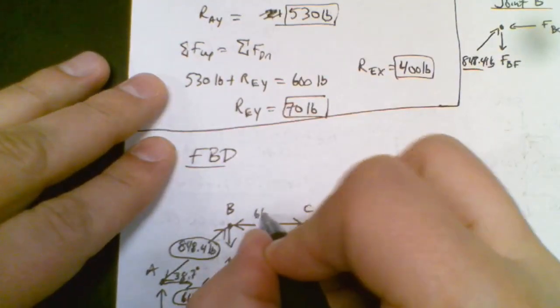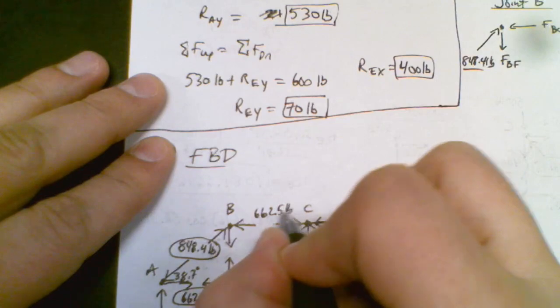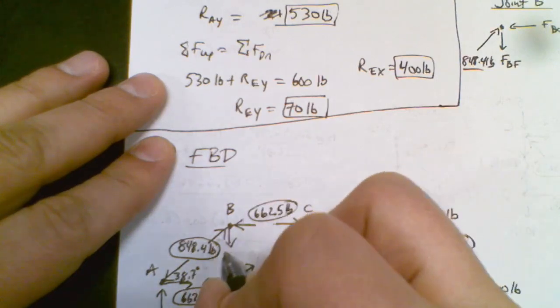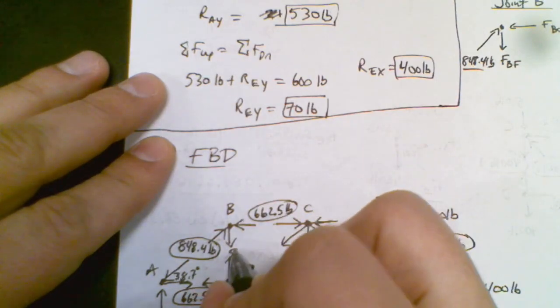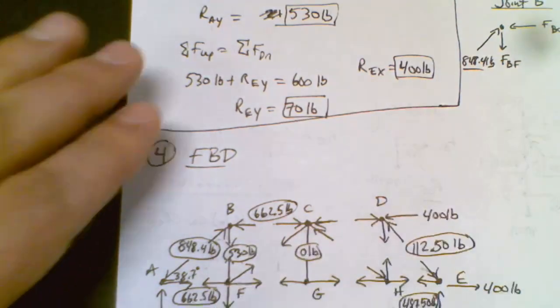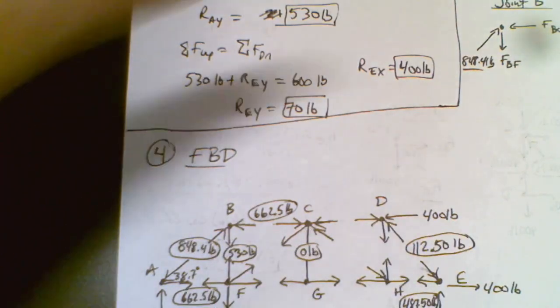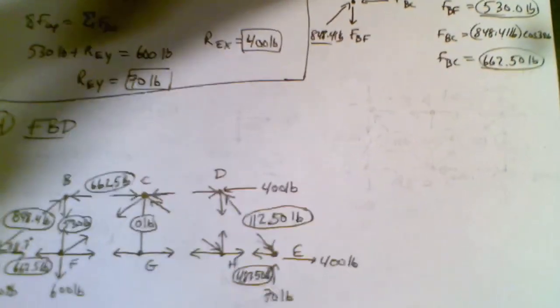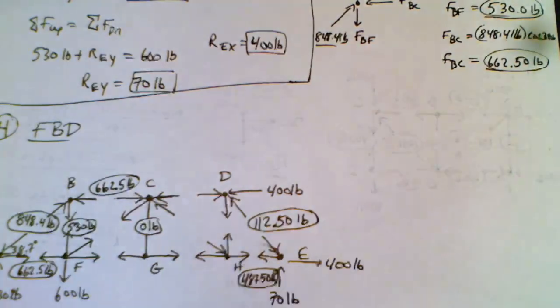This is 662.5. And this one is 530. Okay, now we're getting moving here. You can go up to joint D and do a similar thing. So we'll have a lot of these filled in after we get all 4 of these. So let's pause and I'll do that one.